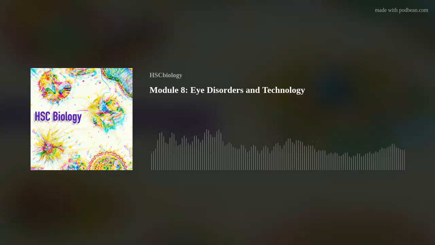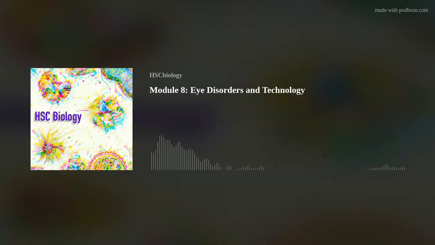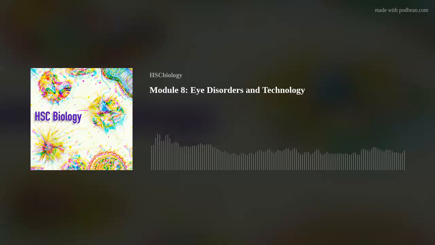So just a quick recap of that. When you look at a distant object, the light is going to come in from parallel rays, which means you don't have to do too much work. The ciliary body will flatten. That will pull on those suspensory ligaments, cause the lens to be nice and thin and flat, and that will cause the light to then bend to the back of the eye at the fovea.